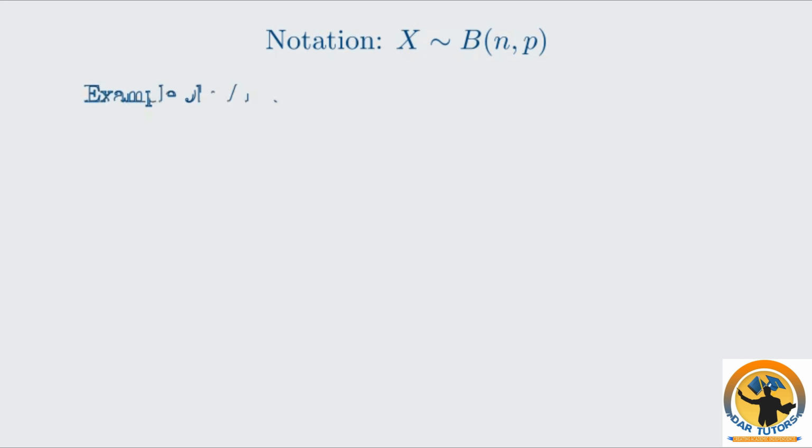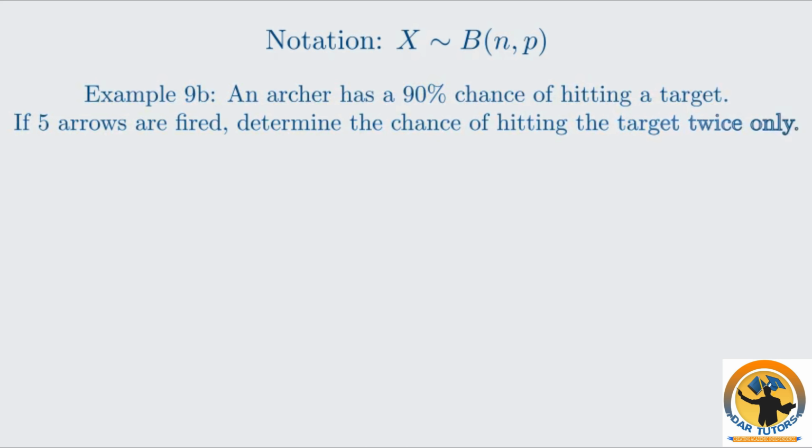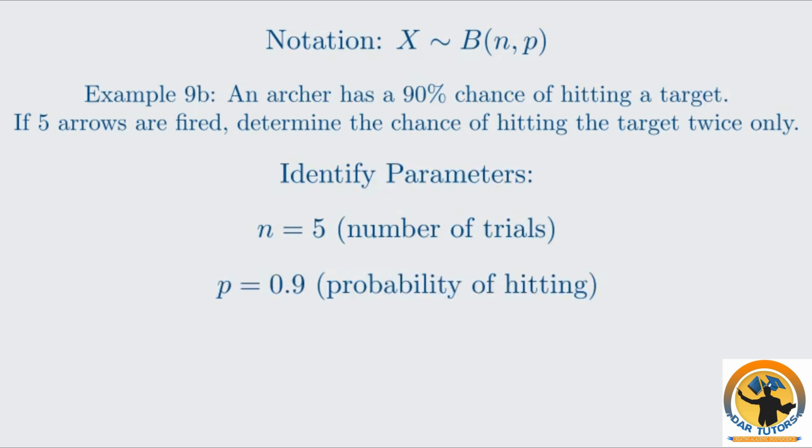An archer has a 90% chance of hitting the target with each arrow. She fires 5 arrows. We want to find the probability that she hits the target exactly twice. First, let's identify the parameters. n, the number of trials, is 5. p, the probability of success, is 0.9. And since we want exactly 2 hits, x equals 2.